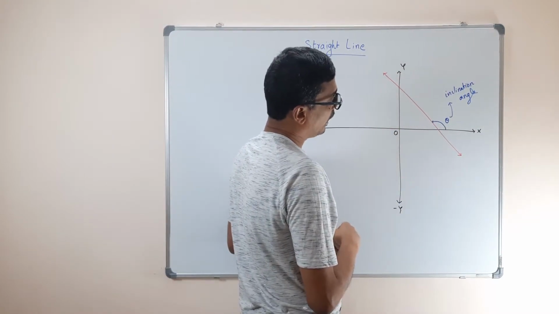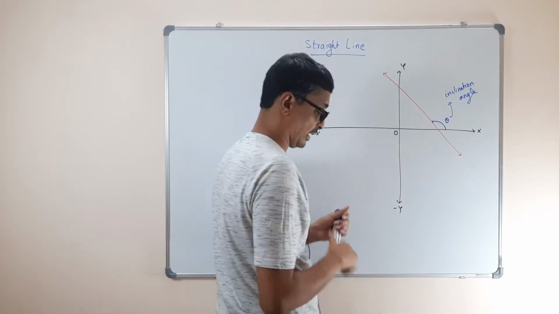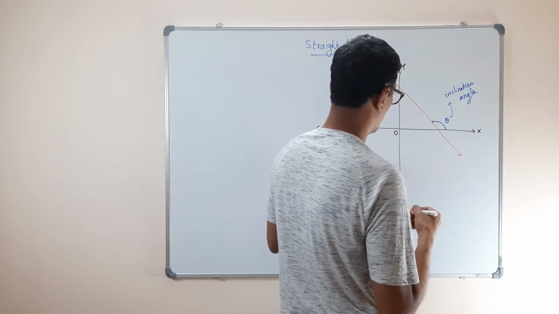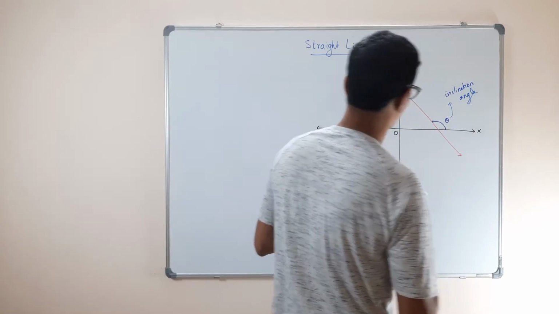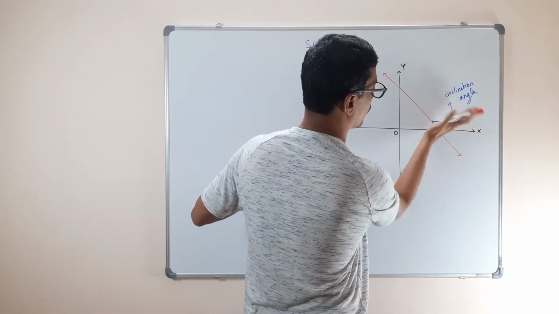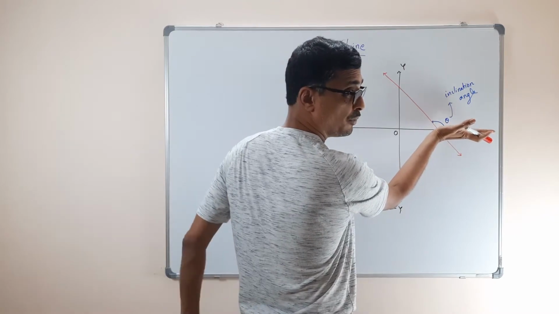There is one more point: this should be the smallest angle. What they mean by smallest angle is that you can have a line like this also. See, this angle can go from... if the line is along the x-axis, what will be the angle of the line?